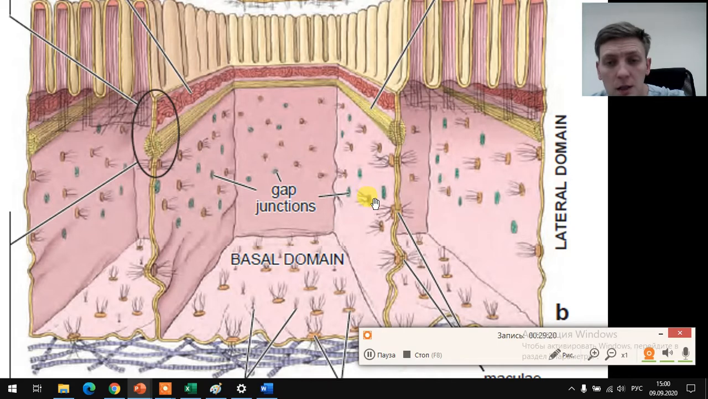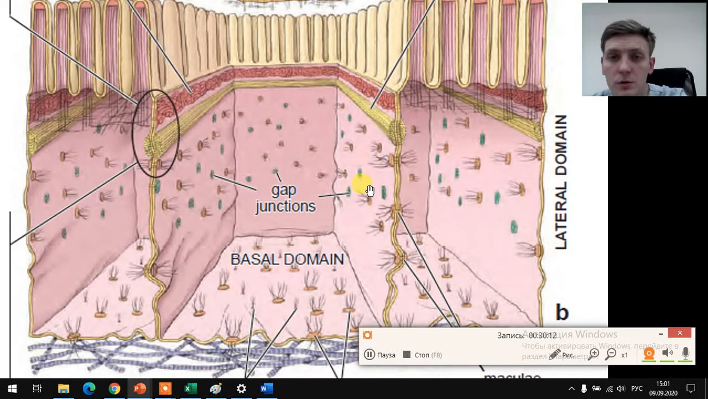But also here inside the lateral domain we have gap junctions. That's what is shown here as green knobs. Gap junctions are junctions between cells with a hole inside. These holes allow passage of water, saline solutions, and also some small molecular compounds like glucose, any kind of carbohydrates, amino acids, nucleotides. Even sometimes fat molecules, but only low molecular weight fat molecules. They allow their transmission from one cell to another.